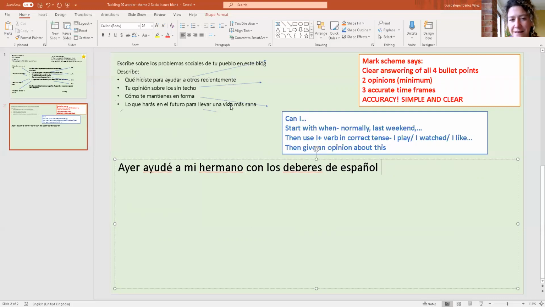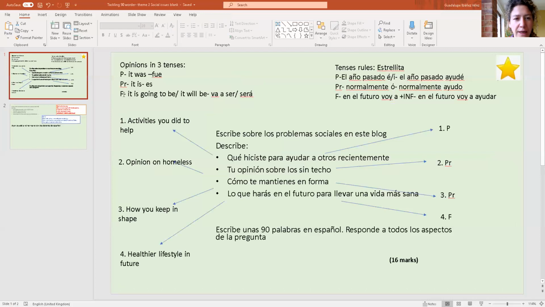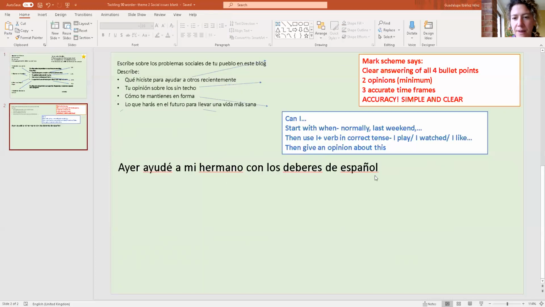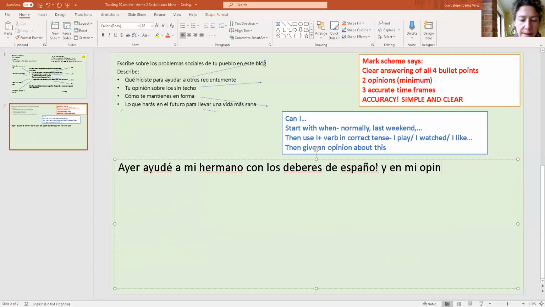And it was easy. Can I say it was? So it was, I've got it here. It was, fue, let's do it. Y, can I say, and in my opinion? Y en mi opinión fue fácil. Can I say also, también, what else can I say that I did? I'm going to say that maybe I bought a coffee for a homeless person. Can I say that? Let's do it.